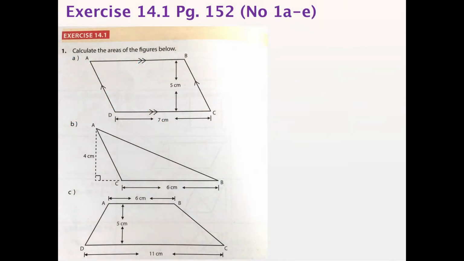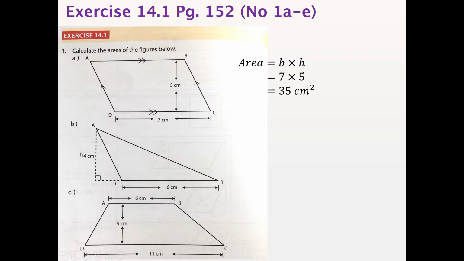Alright, so this was the first question that I gave you. It was a parallelogram. I know the area formula for a parallelogram is base times height. So the base in this case would be 7, and the height, which is perpendicular to 7, is this line here, which is 5. So I just multiply those two to get 35 centimeters squared.